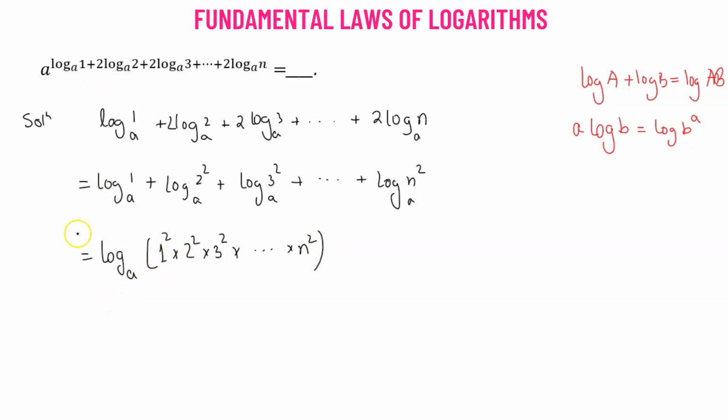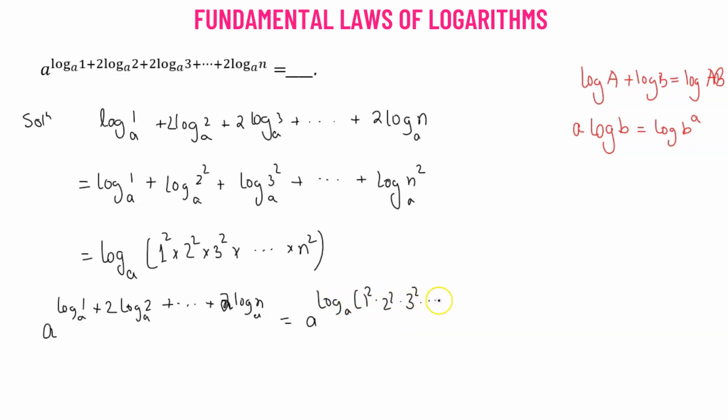Now let's come back to our original question. We had a raised to the power of log of 1 with the base of a plus 2 times log of 2 with the base of a, and this goes all the way up to 2 times log of n with the base of a. So we can rewrite it as a raised to the power of log with the base of a of 1 squared times 2 squared times 3 squared, all the way up to n squared.